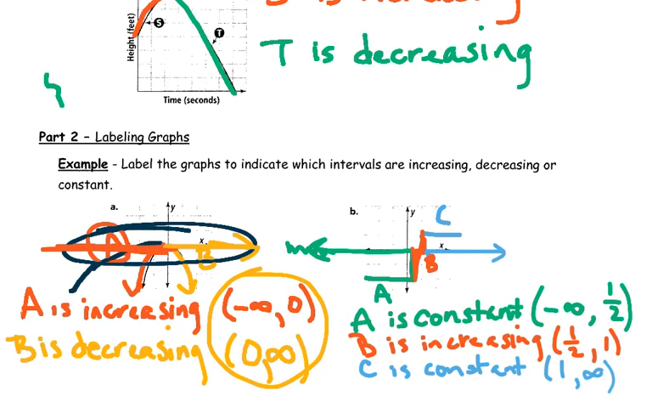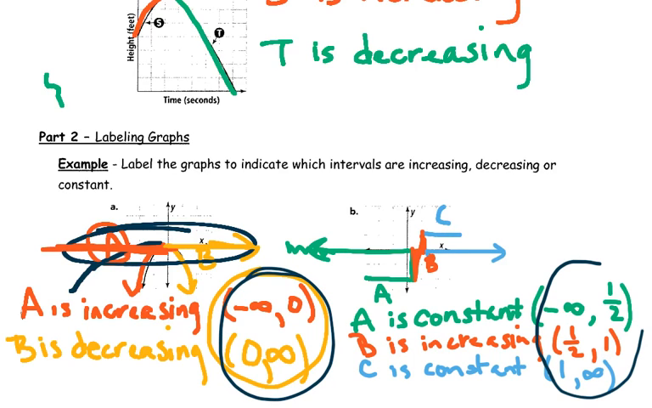So again, this notation that I'm showing you right here and right here, that's notation that you will talk about in high school. I'm just giving you a preview. What you really need to be able to do is tell me where graphs are increasing, decreasing, and where they are constant. All right, let's take a look at the back page.